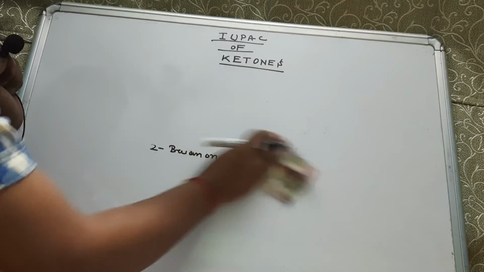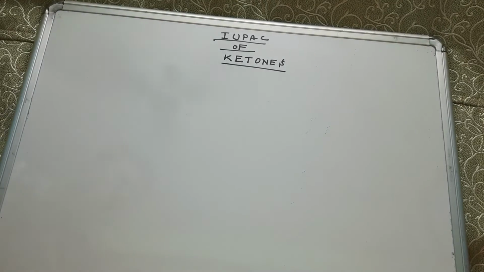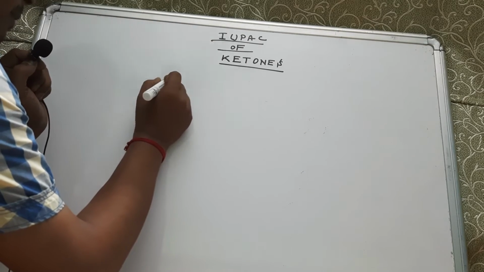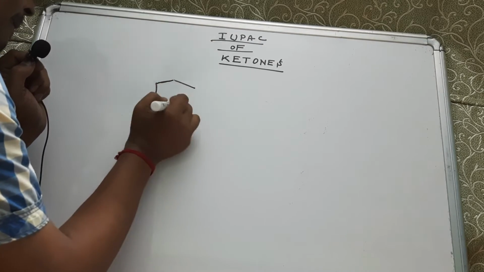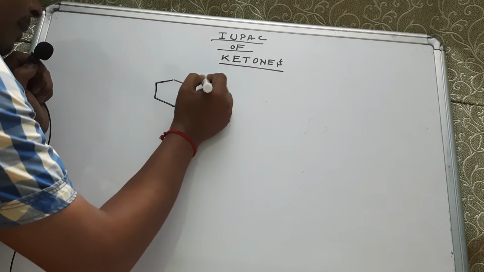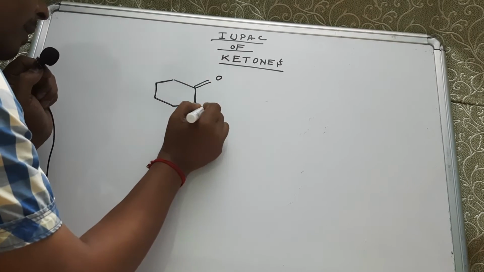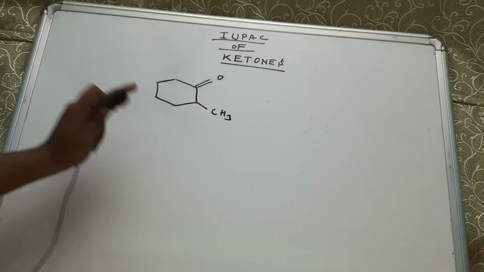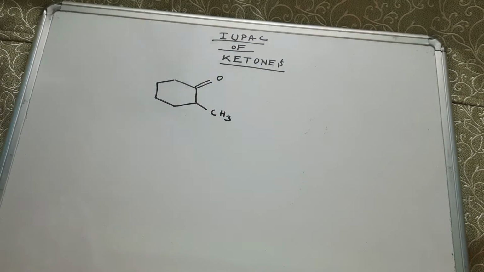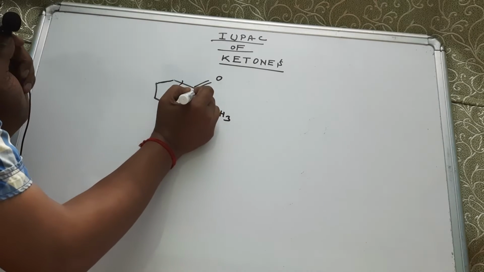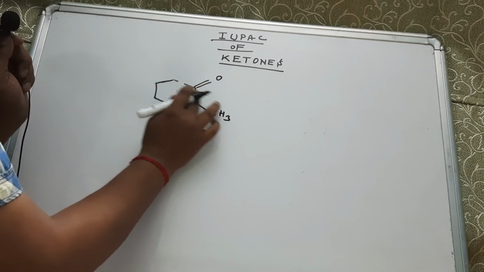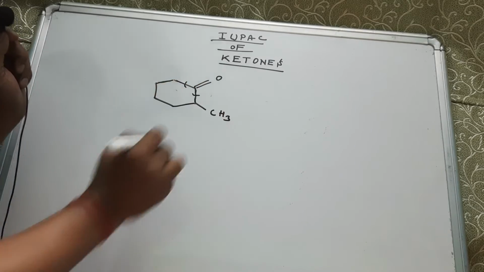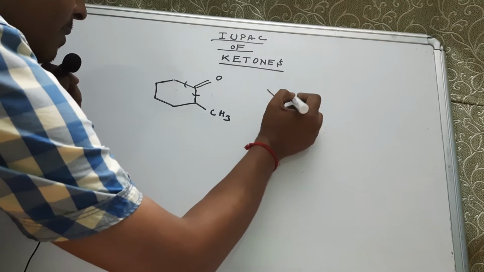So we move further. What will be the IUPAC nomenclature of this? So what kind of compound is it? It is a ketone, because that group is present. It is a keto group.